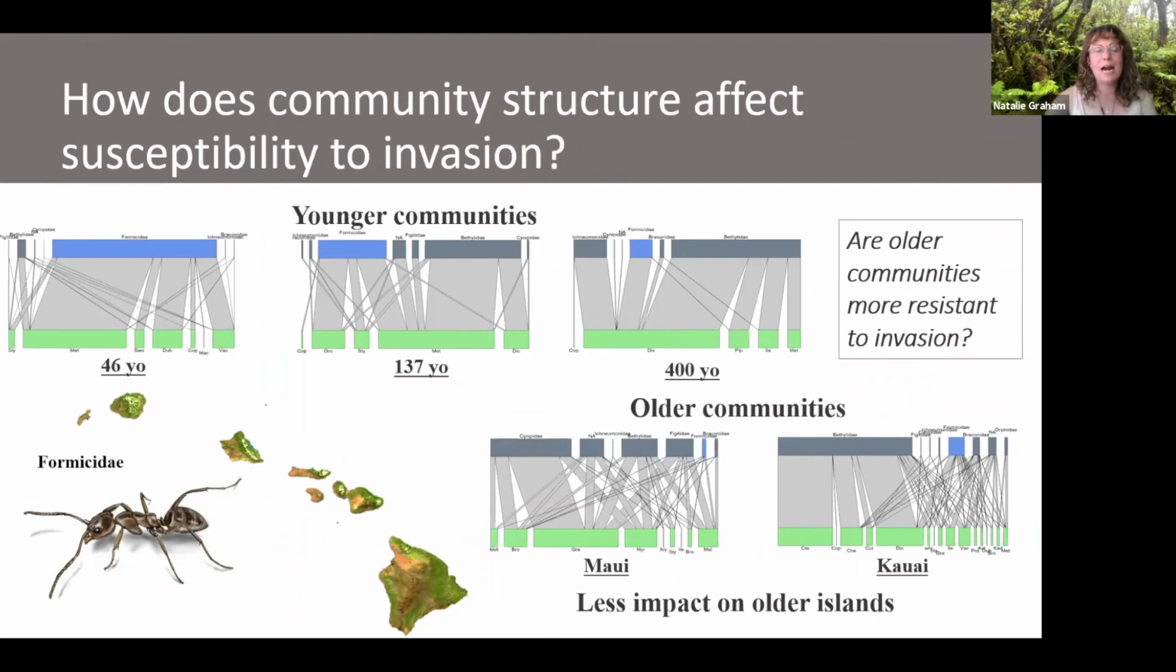Another clear example of this is the ants in Hawaii. So this entire family is introduced on the islands. There aren't any native ants. But you see that at the younger community, these invasive ant species are in really high proportion. This thickness of this line compared to other Hymenoptera, and there are much fewer in the older islands.